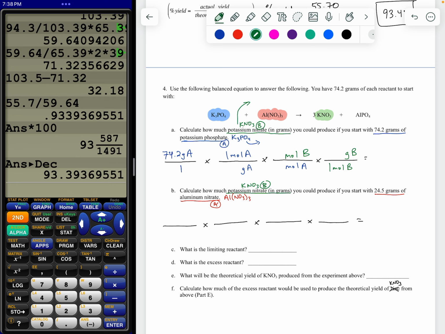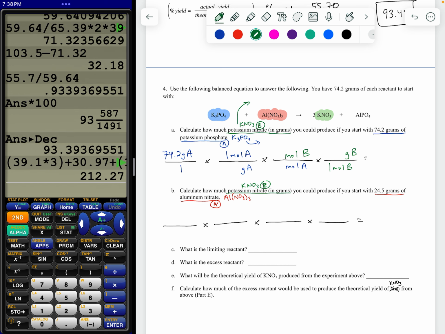Potassium, again, is 39.1 grams per mole. And so we have 3 of those. So 39.1 times 3, plus phosphorus, which is 30.97, and then we have a 64, because 16 times 4 is that. And we get 212.27 grams per mole. There it is down here, 212.27 grams per that 1 mole.